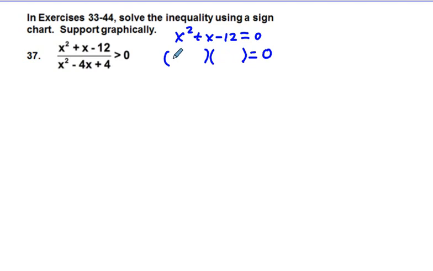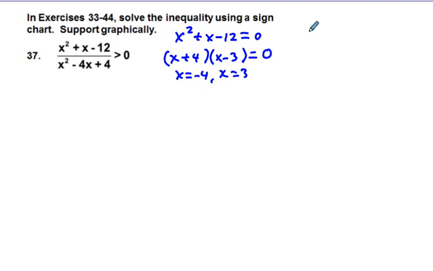So we'll have x, and what two numbers when multiplied together equal negative 12, but when added together equal 1, as in 1x? Well, that's going to be x plus 4 times quantity x minus 3. So our critical numbers here are going to be x equals negative 4, and also x equals 3. And this would be representing the numerator.